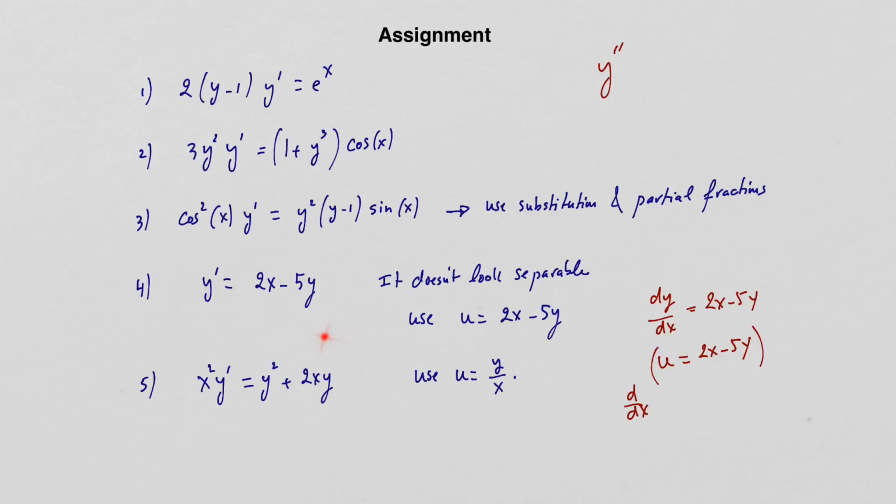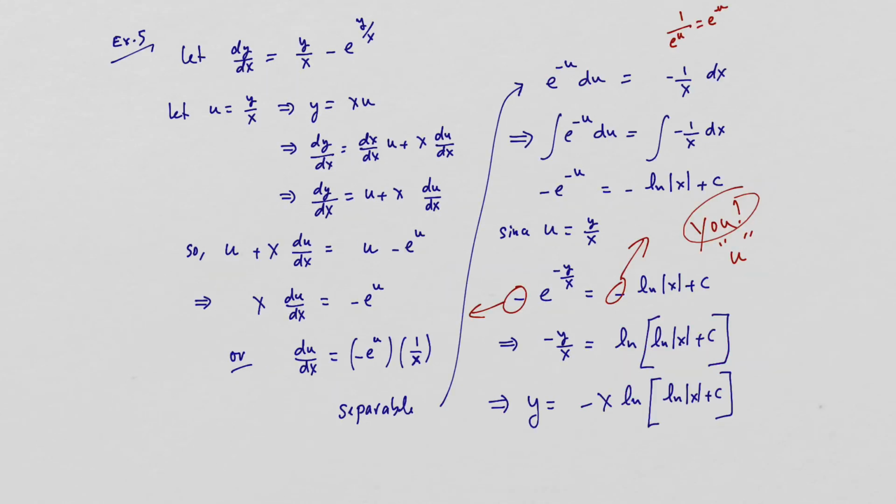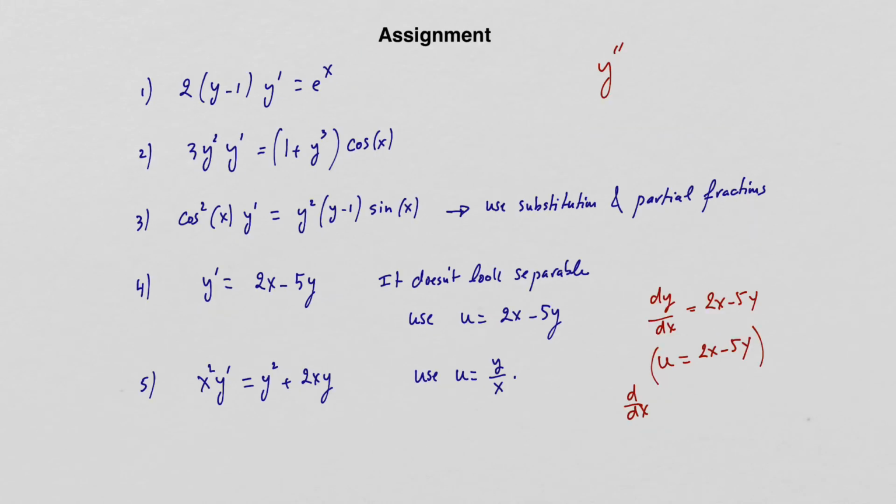The substitution I would like you to make is u equals y over x. You're going to say, why should I use y over x? In here, it was obvious. Well, in here, you just have to isolate y squared, and you will see the significance of this substitution. You should be able to finish it.